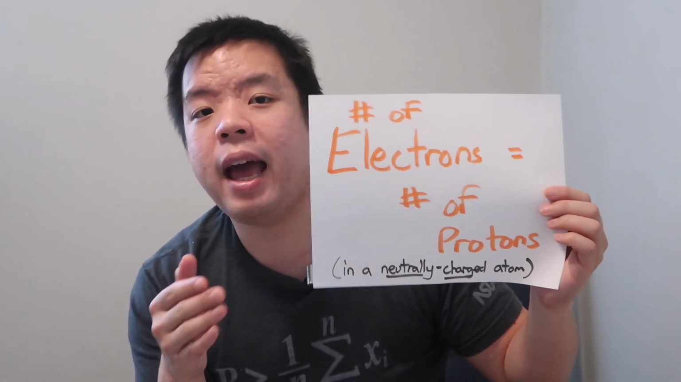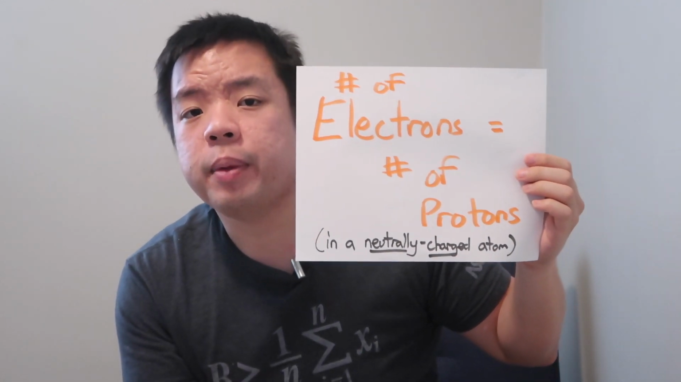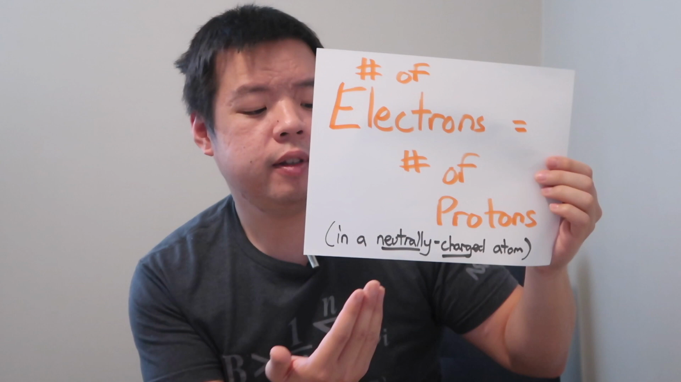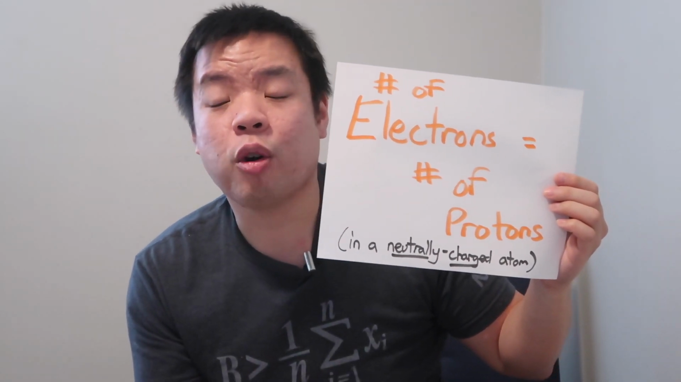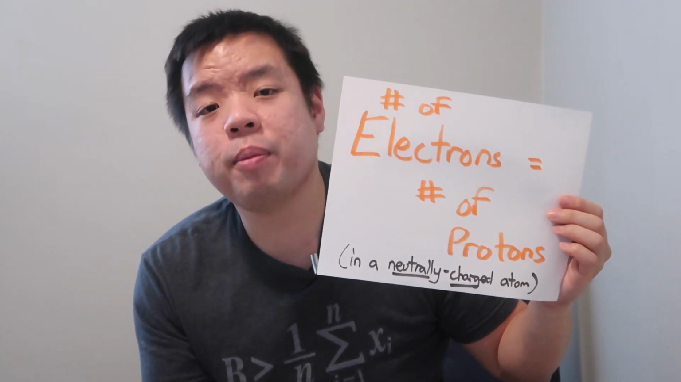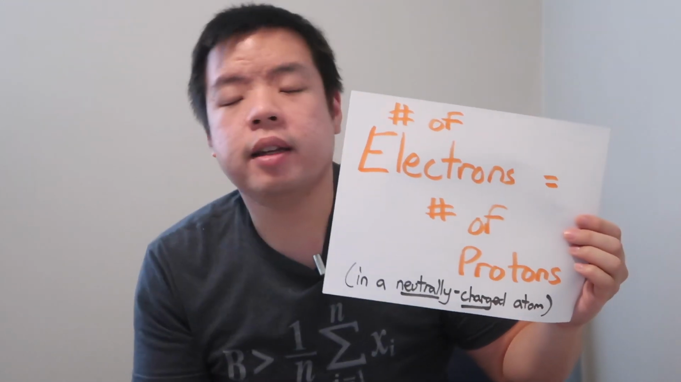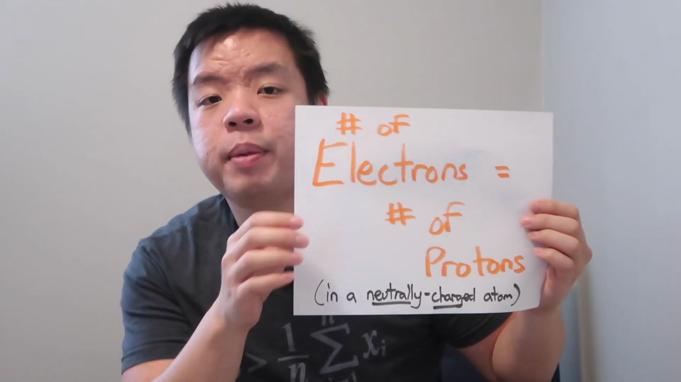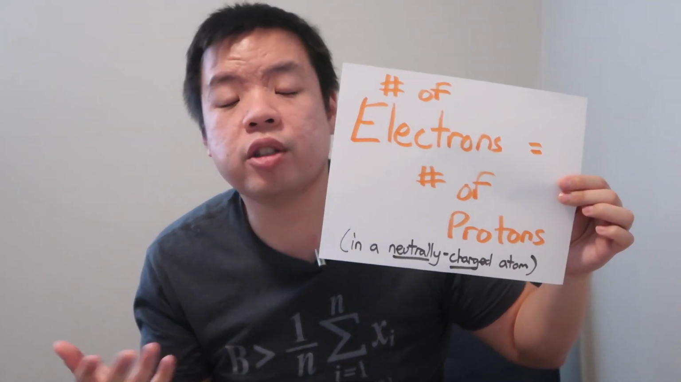But we can't forget about the number of electrons. Electrons in a neutrally charged atom are actually equal to the number of protons. And that's keeping in mind that this is a neutrally charged atom, meaning the overall charge of an atom is 0. We'll talk more about the charges of an atom later on, but typically we have electrons and protons being equal to each other in a typical neutrally charged atom.